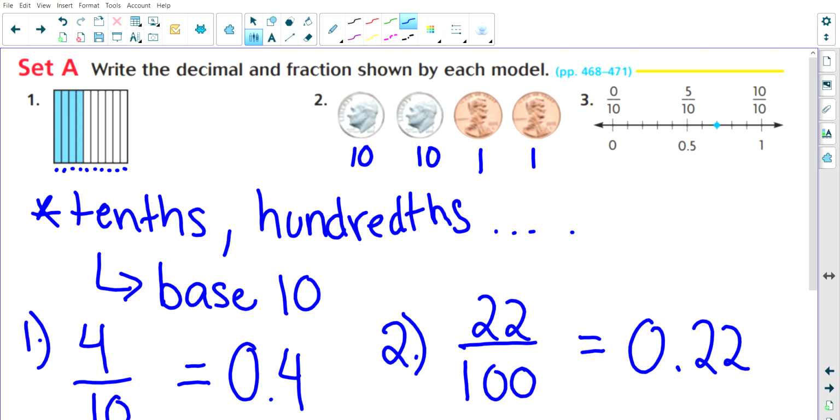All right, next, number 3. I see this number line here. I see that this dot here is somewhere between 0.5 or 5 tenths and 1 or 10 tenths. I see that the number line is broken into 5 pieces. So I know that it's 0.5, then 6, 7, 8, 9, 10. So this would be 7 tenths.